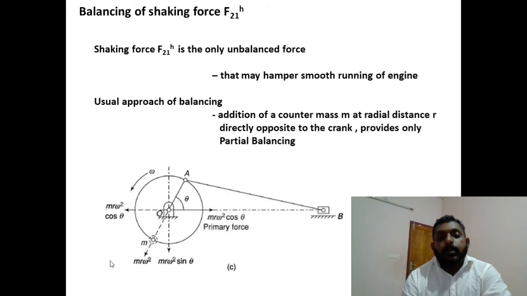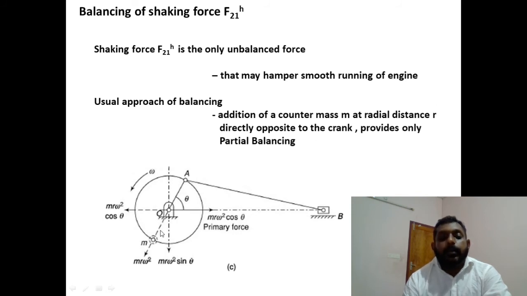So the next step is how to balance this unbalanced shaking force. The shaking force is the only unbalanced force that may hamper the smooth running of the engine, and its effect is more vigorous than the effect of the shaking couple, because the shaking force may produce more vibrations. If a force is unbalanced, what is the normal approach? The normal approach is that we introduce a counter mass of magnitude m at a radial distance r. Here the radial distance is the crank radius, directly opposite to the crank.